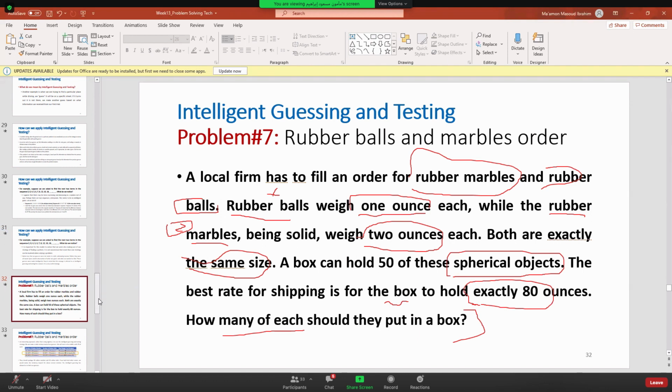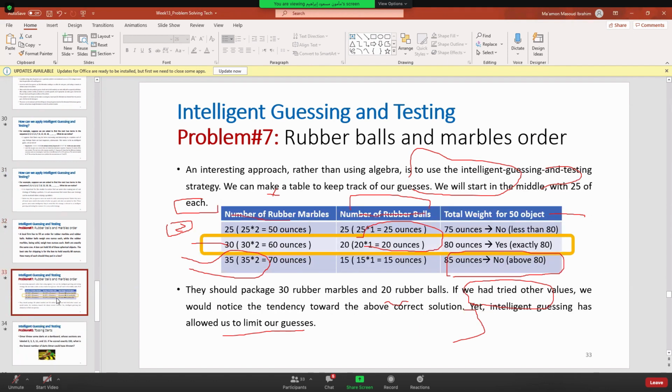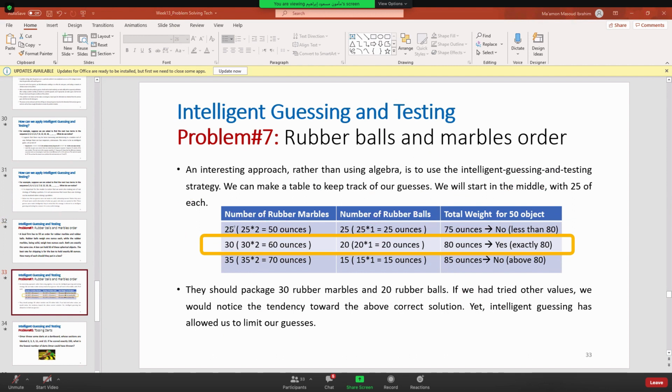Here I will go to the next table, and clear the drawing. Now here we tried 25 of the rubber marbles, which weigh 2, and 25 of the rubber balls, which weigh 1. So 25 by 2 is 50, 25 by 1 is 25, the total here is 75. So now the weight is not 80, it is less than 80.